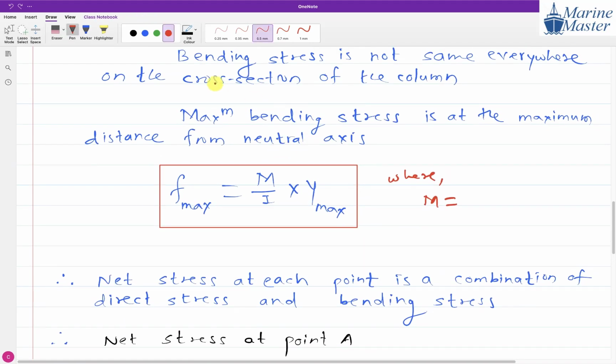Before going further, beside this relation of F max, what you have to write down is M will be equal to what? Try to write it down in a red pen or a different color pen. M equals F into small e.